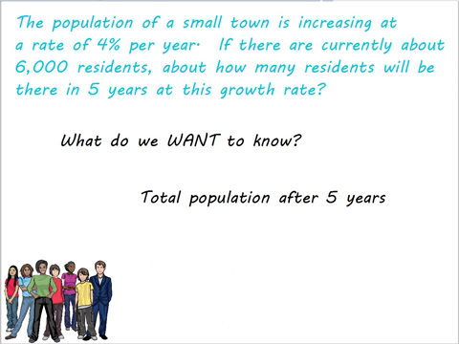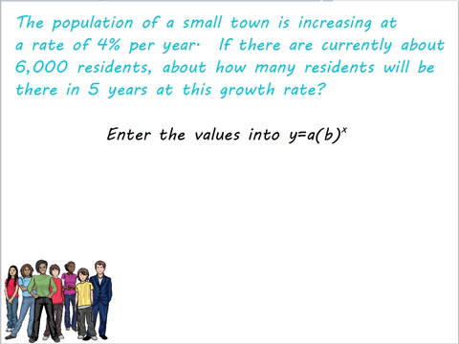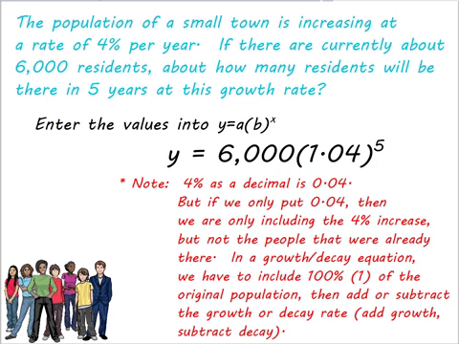We want to know the total population after 5 years, so I enter the values that I know into my y equals a times b to the x power. Remember, y is my ending population. That's what I don't know. A would be my beginning population of 6,000. B would be growing by 4%. We'll talk about how to write that in a second. And x would be the 5 years that have passed.